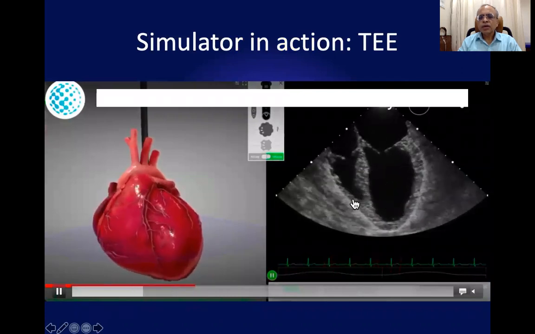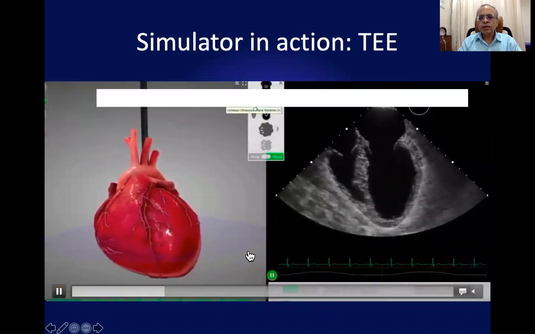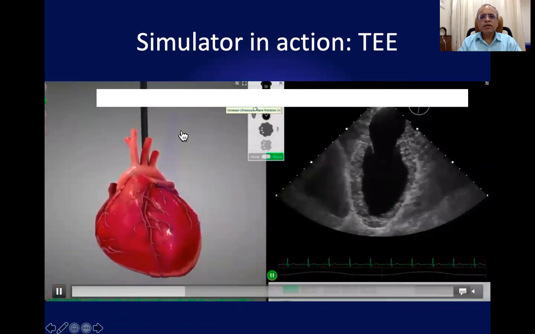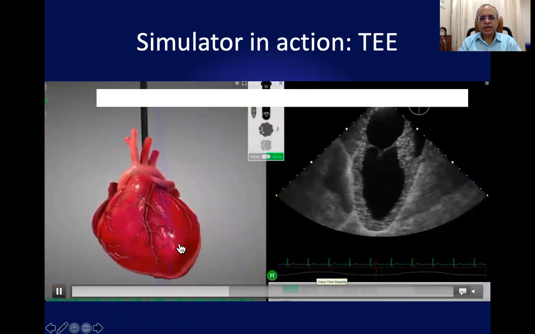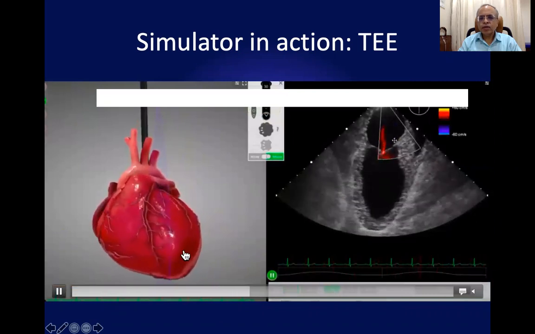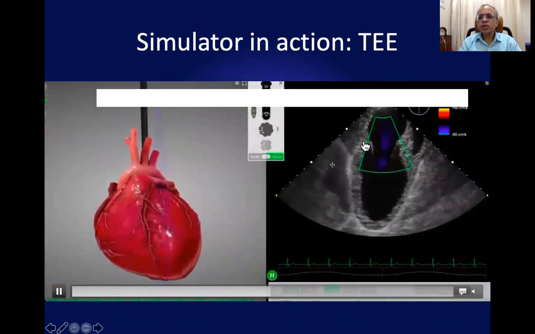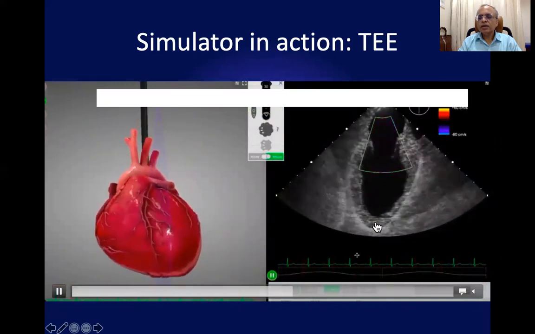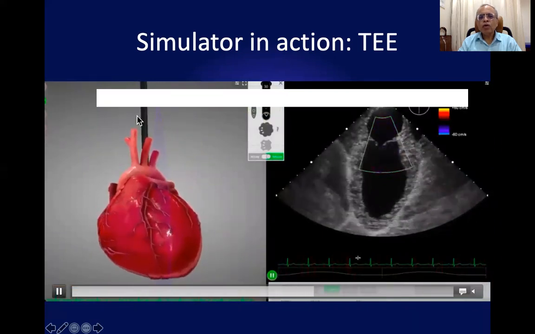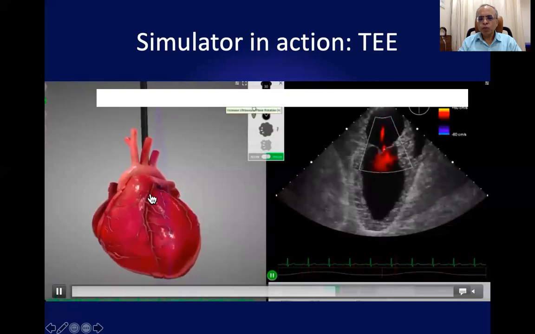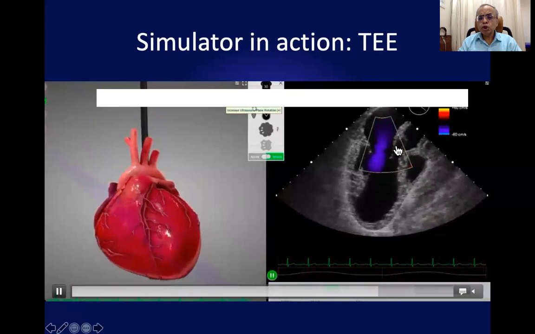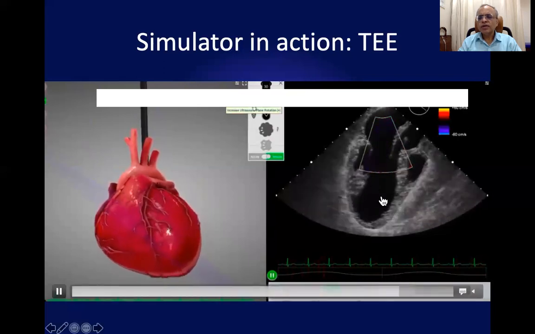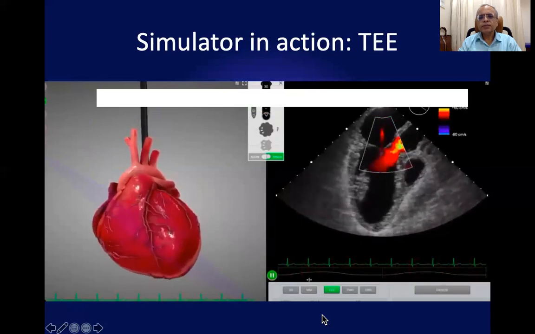So this is how the ultrasound rendered image of a four-chamber heart is seen, and you can see how the plane rotates and the way it is cutting the cardiac anatomy, and side by side you continue to see the ultrasound rendered image. So all your manipulations of the TEE probe are exactly shown on this ultrasound image, giving you a real life TEE experience.